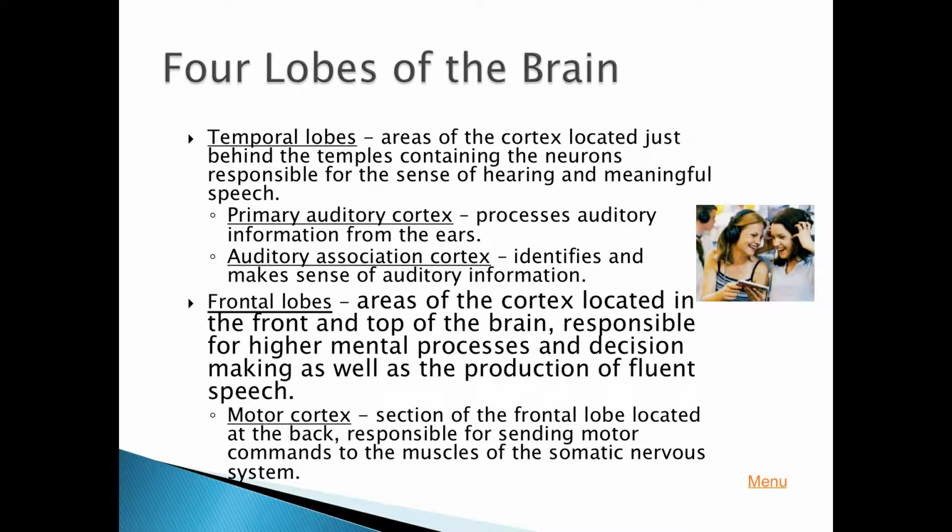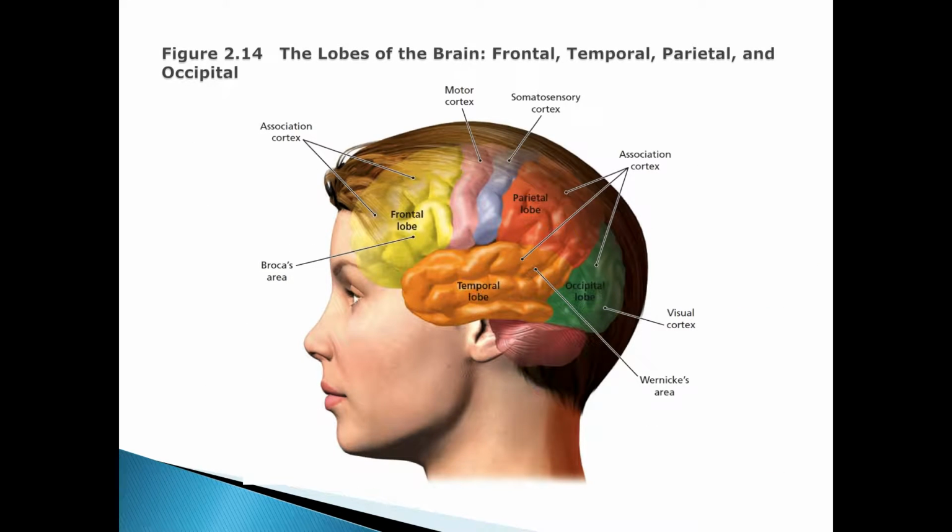The motor cortex is housed in the frontal lobe, and it seems to be responsible for sending motor commands to the muscles of the somatic nervous system. So again, very specific sections of the brain responsible for very specific activities in people.